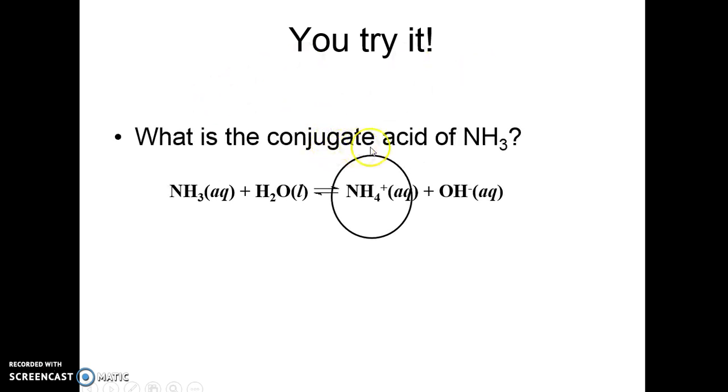What is the conjugate acid of ammonia? Well, ammonia will gain a proton to act as a base. So we take this formula right here and we put a proton onto it and we get ammonium.